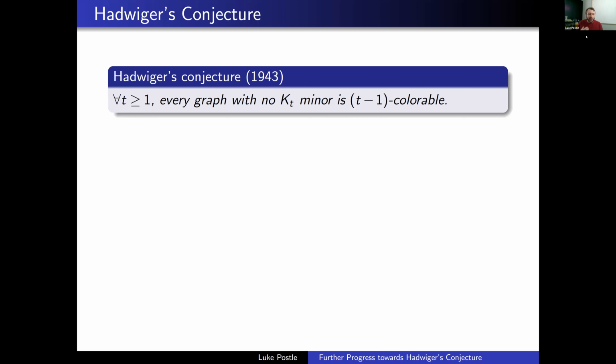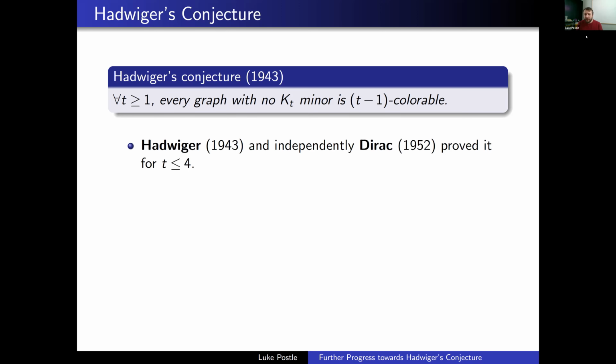But somehow it's saying that if you can't find this kind of large model, then you can actually color as tightly as possible. So what's known? Hadwiger showed in the paper introducing it that he proved it for every t at most 4. If no K1 minor, then you're empty. No K2 minor, you're an independent set. Those are easy. No K3 minor means that you're a forest, and those are indeed bipartite.